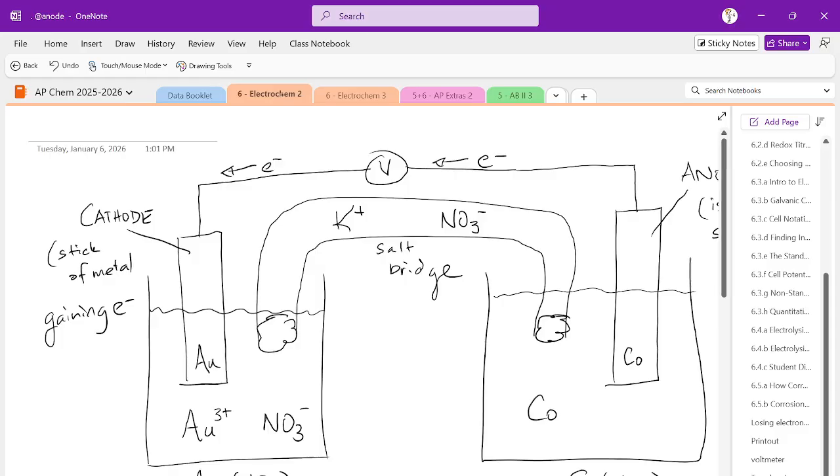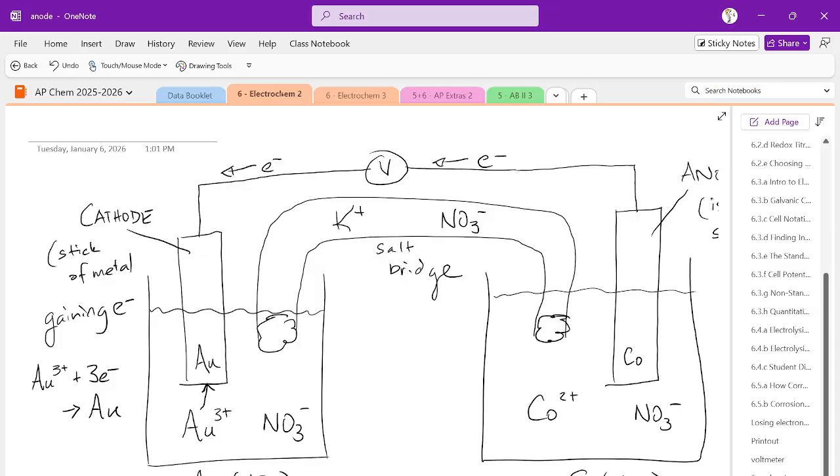Ooh, I forgot to put my cobalt ions in here and my nitrate ions. One thing that you can do is show the ions in solution either jumping onto the electrode or coming off of the electrode. So at the cathode, our half reaction is Au3 plus 3 electrons gives Au, which means that Au is moving on to the cathode and turning into Au solid.